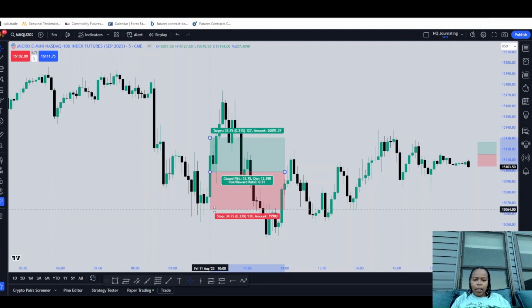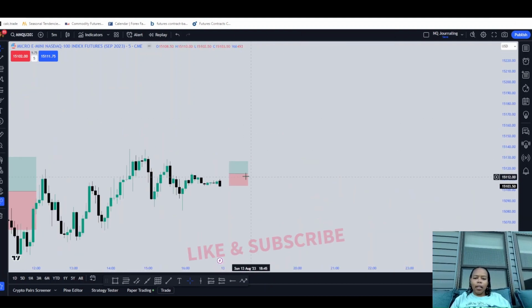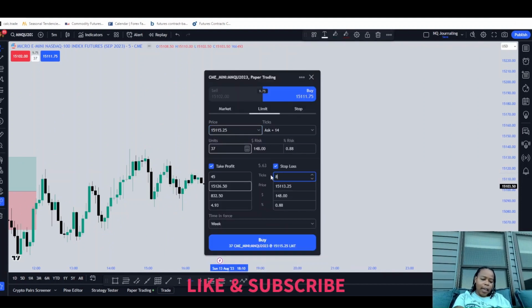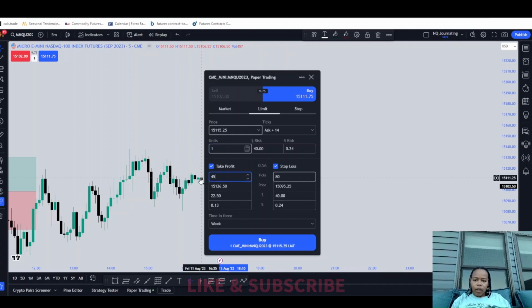I think it's supposed to be 80 ticks. Sorry, hold on. Because ICT said 80 ticks on the micro would be $40. Yes. Sorry about that, folks. Right, that's it.